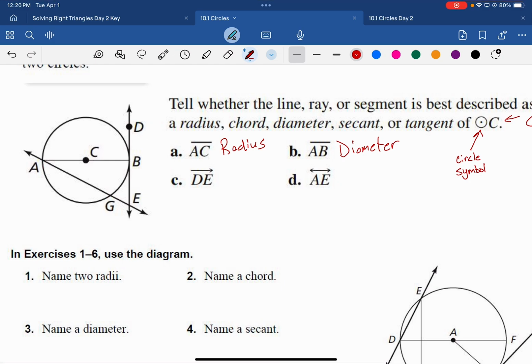Next one, letter C. What's that symbol above DE represent? A what? A ray. So it's talking about ray DE. So that's saying from D going through E and going all the way like forever that way, right? Okay. What do y'all think that one is? A tangent. Why do you think it's a tangent? Yeah, okay. Heard multiple people say it only intersects in one point. And what is that point that it intersects at? At B, right? So it's tangent.